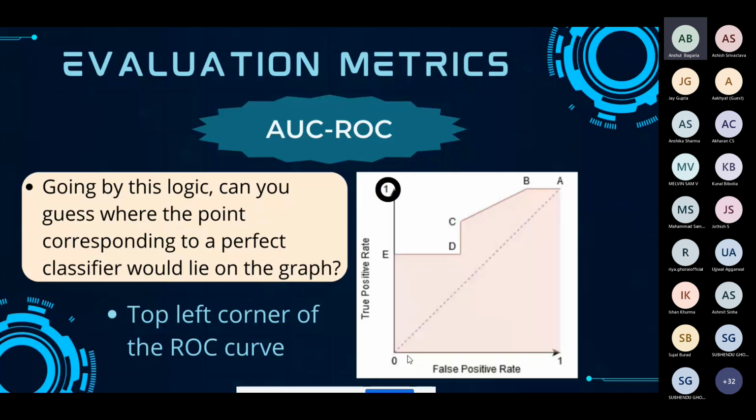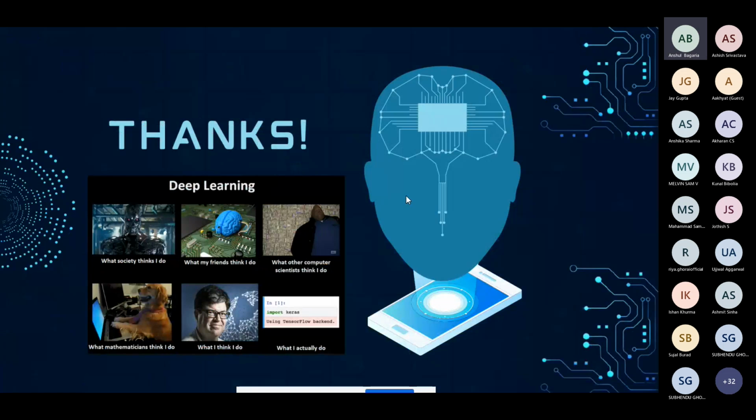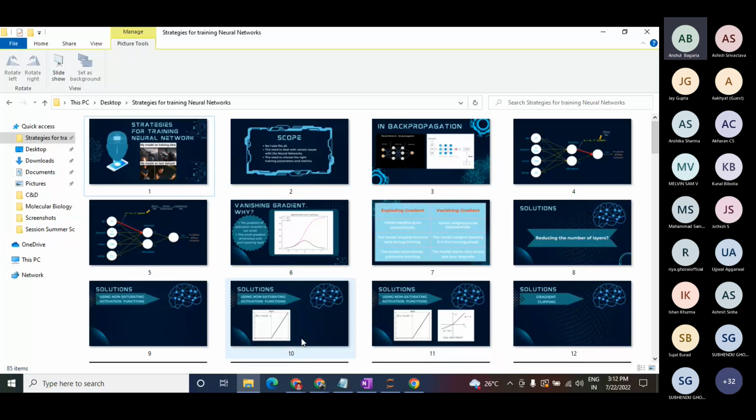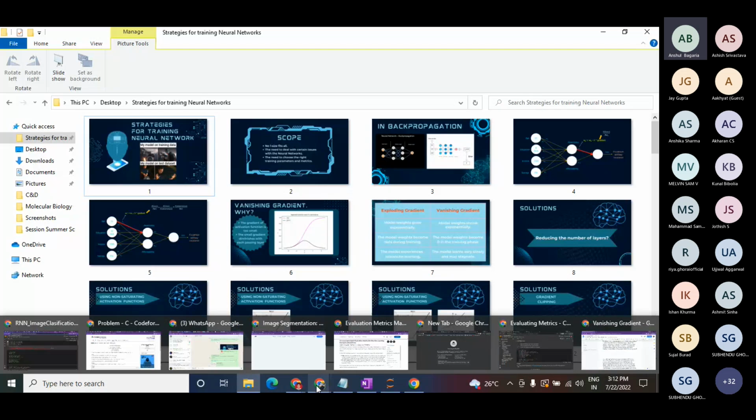we know that if you move right along the x-axis, we are reducing the specificity. So if we need to have a perfect classifier, we need the specificity to be max and sensitivity also to be max. So that's possible only at the top left corner. So now I'll be using a Colab where I'll be telling about the evaluation metrics.